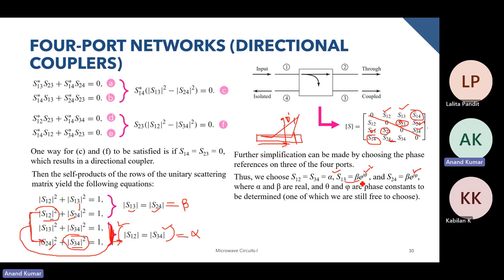We have taken S13 as beta e^(jθ) and S24 as beta e^(jφ), where alpha and beta are real and theta and phi are phase constants, which we have to determine. And we'll see that we can choose any one of them and get the other as well.